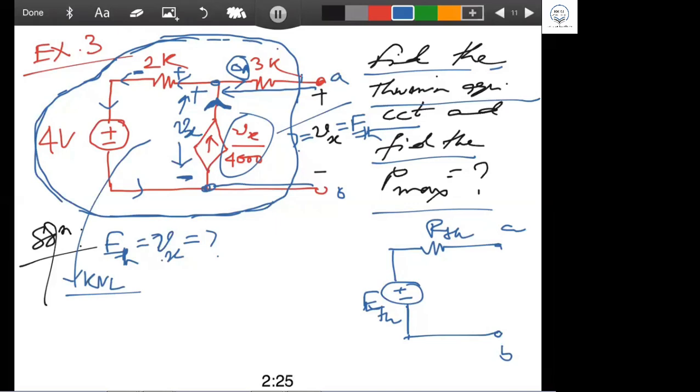Hey, what happened? Negative, sir. How come negative? Is it a voltage rise or a positive voltage? Oh, so positive. Yes, sir. 4 volt positive, because it's a voltage rise.